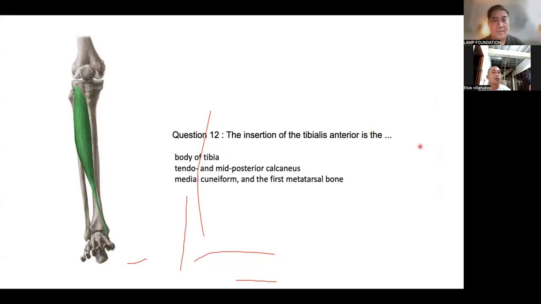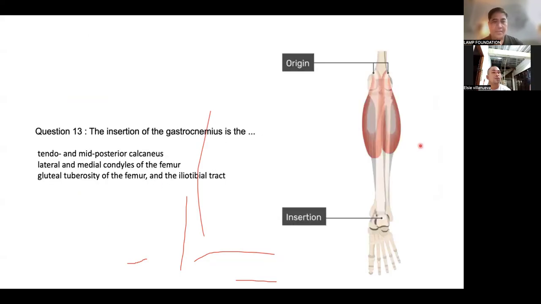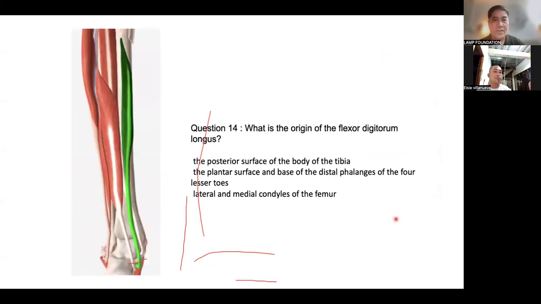Insertion of tibialis anterior. Medial cuneiform and the first metatarsal bone. Insertion of gastrocnemius. Tendo and mid posterior calcaneus. What is the origin of the flexor digitorum longus? The posterior surface of the body of the tibia.